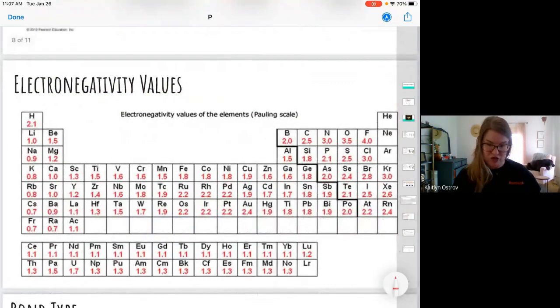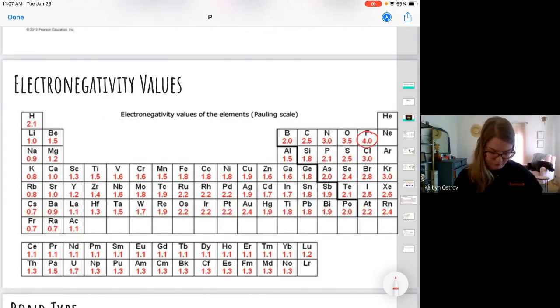This periodic table here is showing us the electronegativity values. It ranges anywhere from really, really low, like you can see, for example, francium is 0.7, to 4. So fluorine is the most electronegative element, and it has an electronegativity of 4. There is no unit with electronegativity.